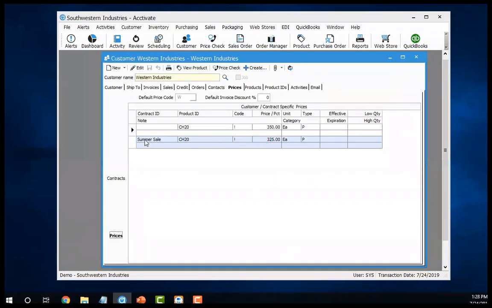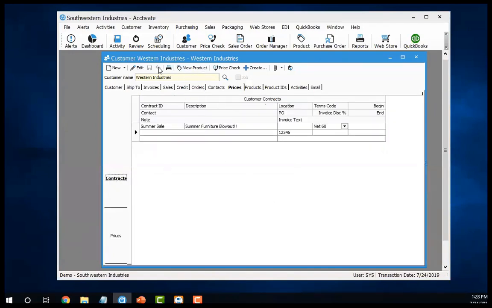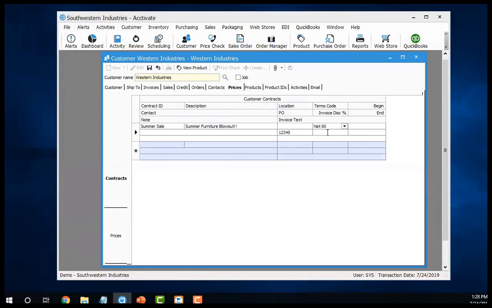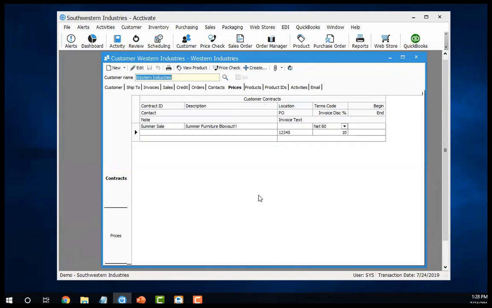The last thing I'll show you with the contract pricing is you can set a default discount percentage for all invoices that are created for orders that use that specific contract. So I go back to my contracts here. I can say there's an invoice discount percent of 10%, let's say. And so it's a generic percentage for all these orders that get created.